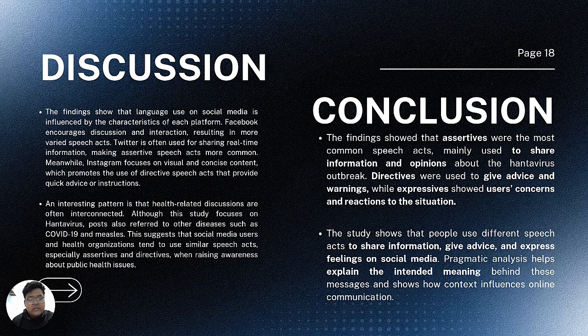The study shows that people use different speech acts to share information, get advice, and express feelings on social media. Pragmatic analysis helps explain the intended meaning behind these messages and shows how context influences online communication. If we just look at the text without the context of what is happening, we won't know its meaning. If we look at the context first, we can use pragmatics to analyze and explain the intended meaning, and we will understand what speech act they use, its meaning, and why they use it.